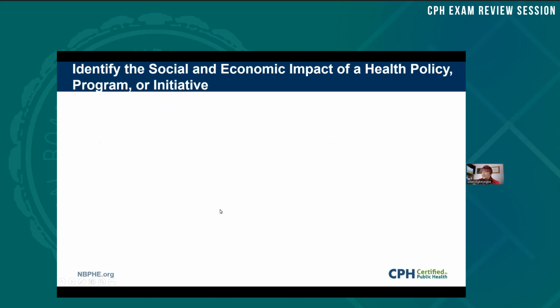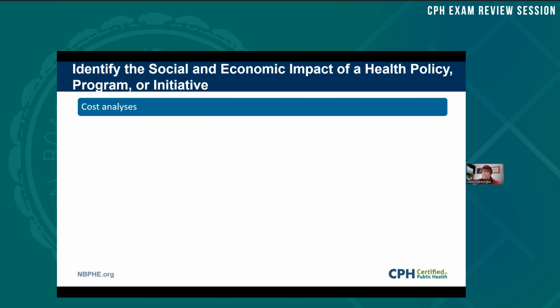So now we are on to identifying the social and economic impact of a health policy program or initiative. Just because there's a policy and you've identified a problem, for example that the safe exchange center is an issue because parents or children are getting killed during exchange, doesn't really mean that is what needs to be done. You have to follow these steps and say, okay, fine, does it make sense?